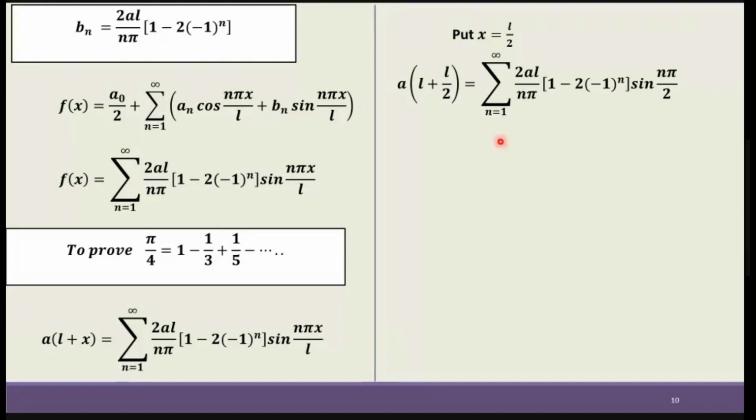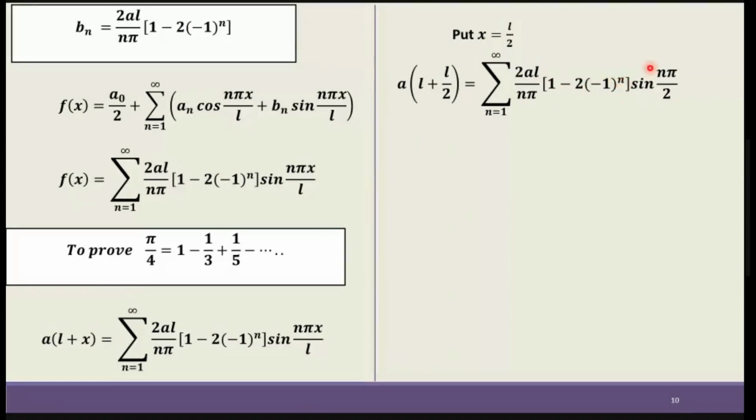Now put the value of n equal to 1. If n is 1, sin pi by 2 becomes 1. 2aL upon pi we can take outside. If n is 1, how much does this whole term become? When n is equal to 1, I'll get 1 minus 2 into minus 1, that is 1 plus 2, that is equal to 3. So this term will always be 3 if n is equal to 1.